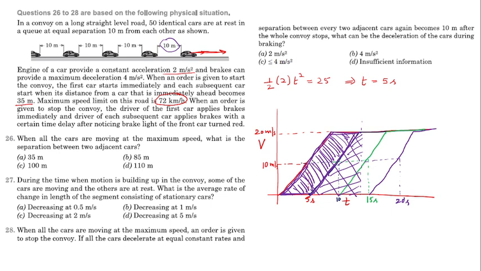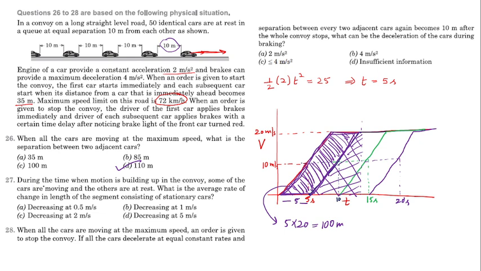Now this is pretty simple. This is a parallelogram. So this side is 5 in length and this height is 20 in length. So this area would be 5 into 20, which is 100 meters. So 100 meters of additional distance has crept between the two cars. Therefore, the distance between two cars would be 110 meters. So the answer to question number 26 will be 110 meters.